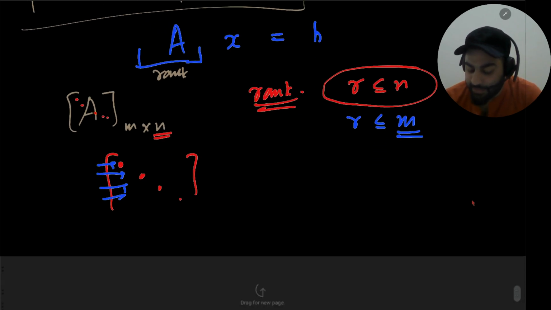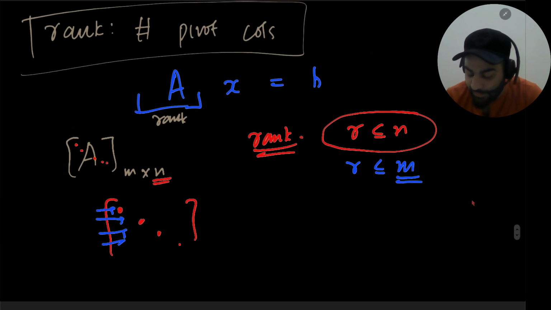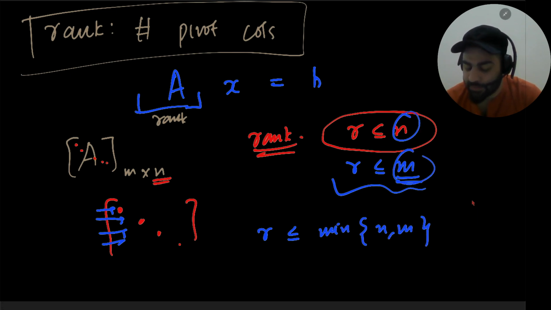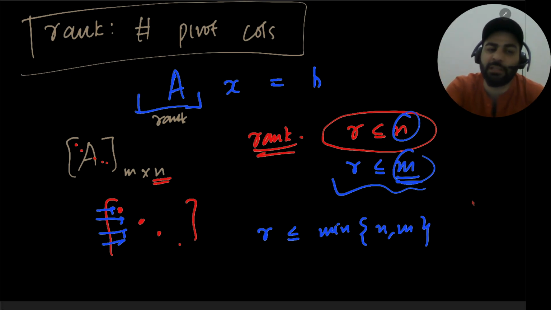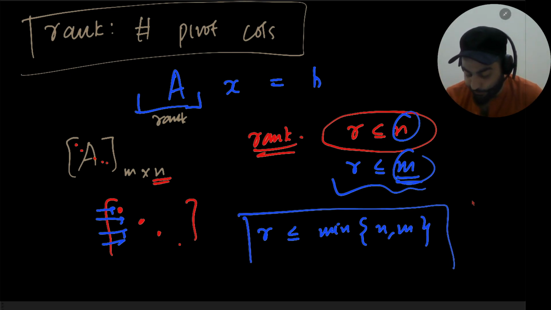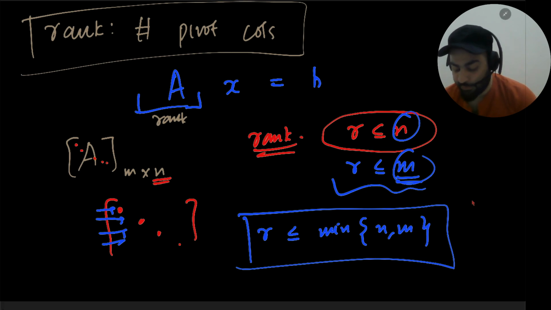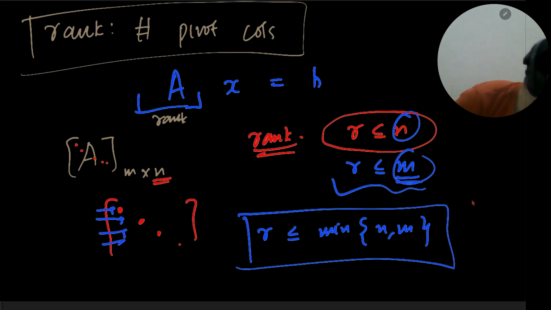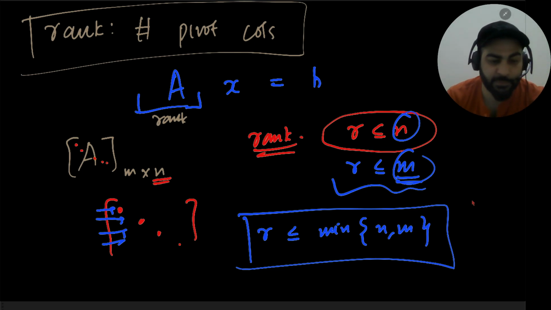Okay. Now from these two things, I established the fact that the rank is less than or equal to the minimum of n comma m. Whichever is the minimum value among these, the rank can be at most that value, or less than that. So this is what I established: rank is less than or equal to min(n, m). Is it clear? Was it clear till this point? Yes, sir. Riyan, are you understanding?